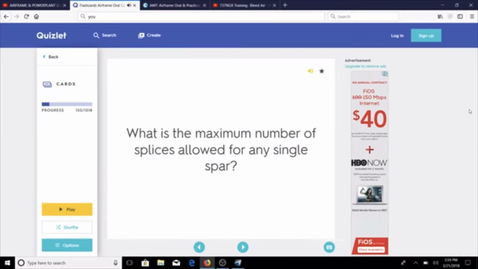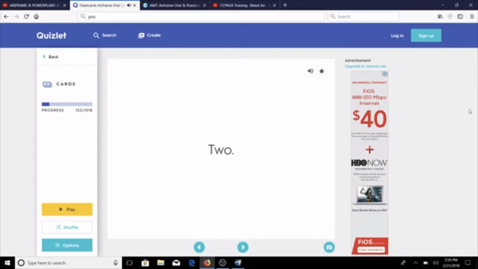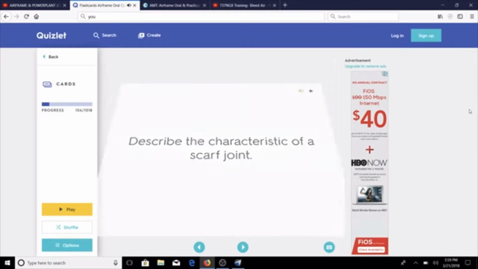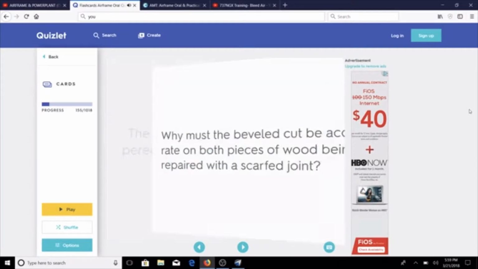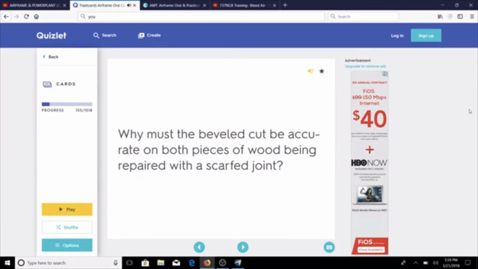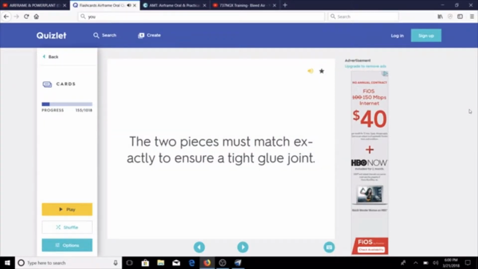What is the maximum number of splices allowed for any single spar? 2. Describe the characteristic of a scarf joint. The pieces to be joined are tapered or beveled on a slope of 1 to 10 or 1 to 12. Why must the bevel cut be accurate on both pieces of wood being repaired with a scarf joint? The two pieces must match exactly to ensure a tight glue joint.